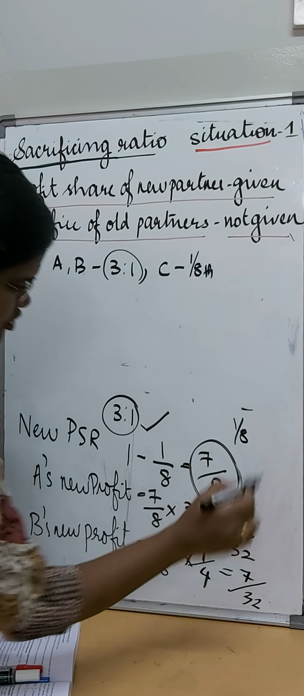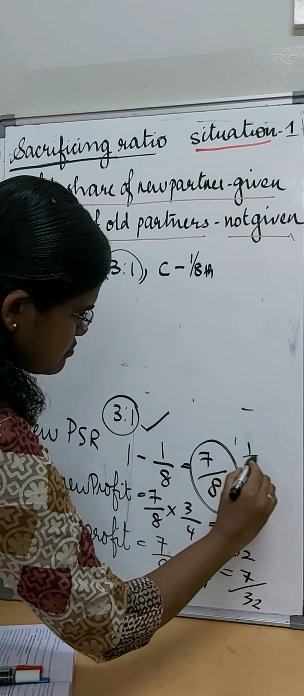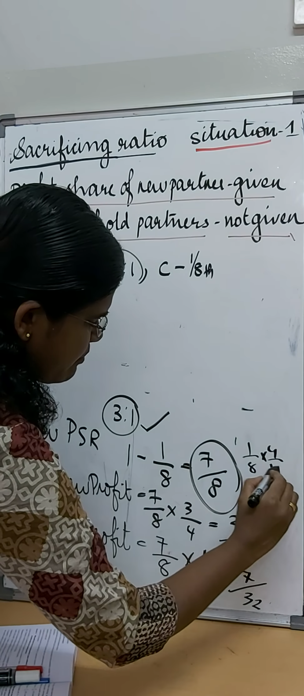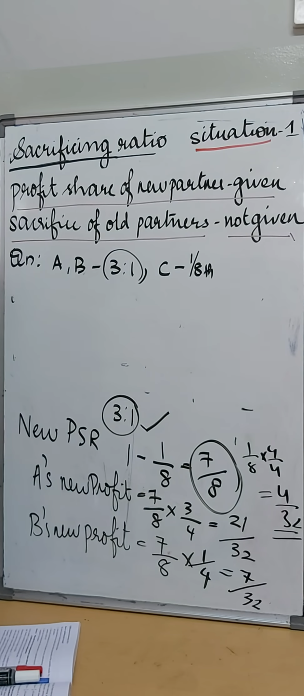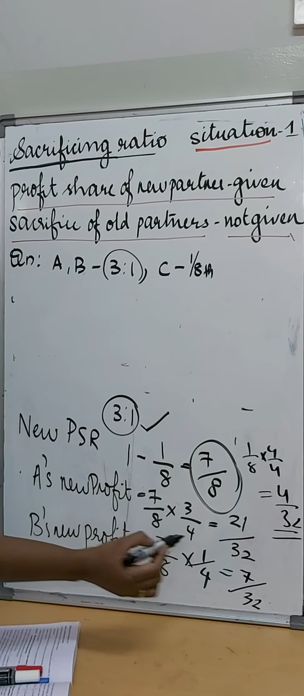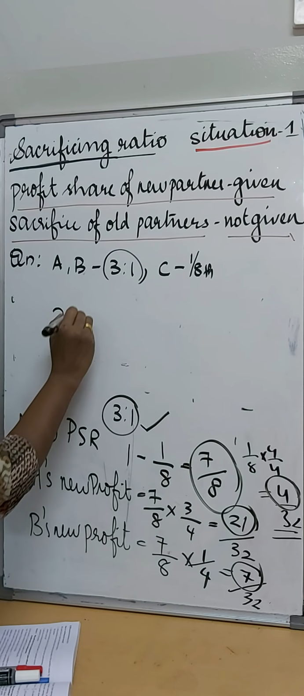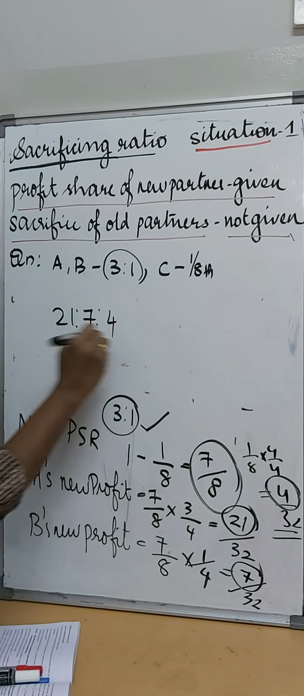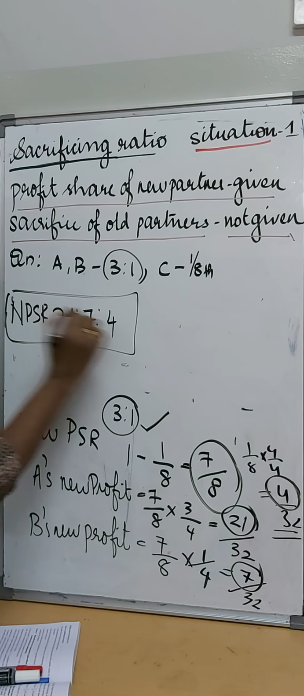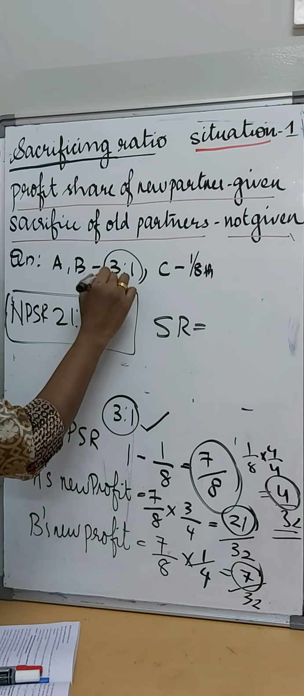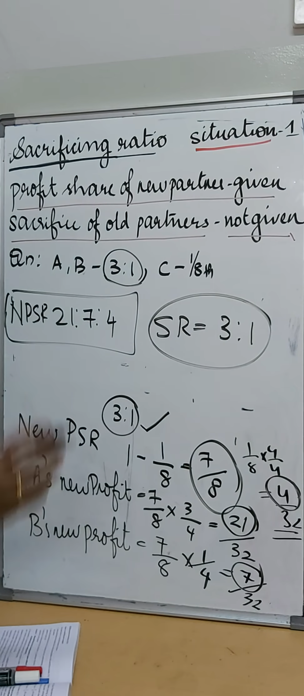That 1/8 I should convert to 32, so I am multiplying it with 4/4. So 4/32. So the new profit sharing ratio of A, B and C will be 21:7:4. New profit sharing ratio. And what is the sacrificing ratio? Sacrificing ratio will be the old profit sharing ratio, 3:1.